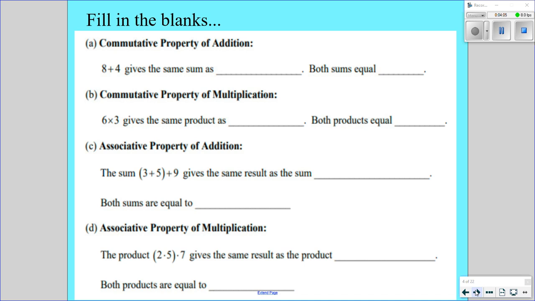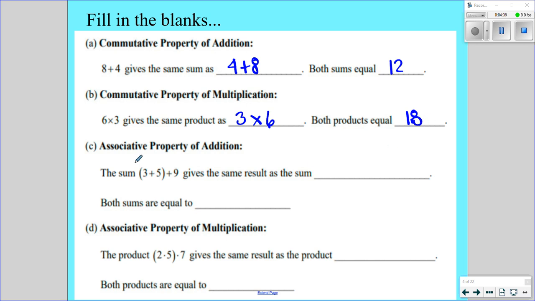Alright, so this is just fill in the blanks of examples with commutative property of addition and multiplication and associative property of addition and multiplication. So for this one, it says 8 plus 4 gives the same sum as if you had it as 4 plus 8, and they both equal 12. The commutative property of multiplication, so 6 times 3 is the same if you did 3 times 6, and it both gives you 18.